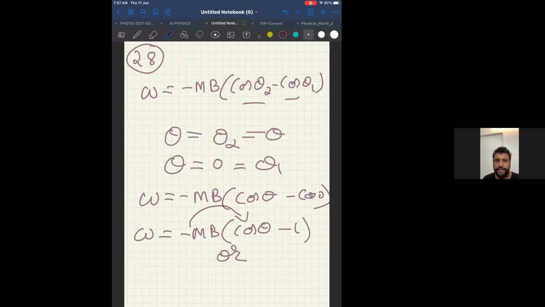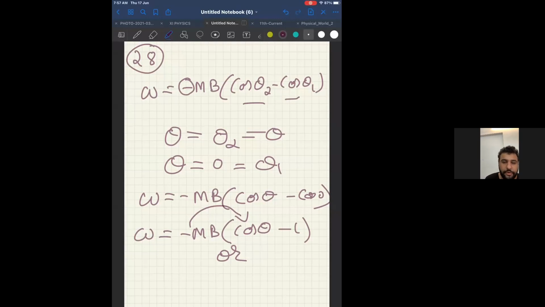Everyone getting this answer? The minus sign is outside in the formula, but if you notice, there is no minus sign in any option. That means they have taken the minus sign inside.